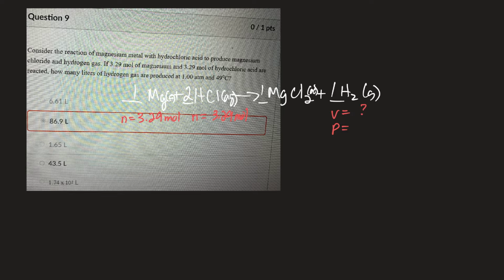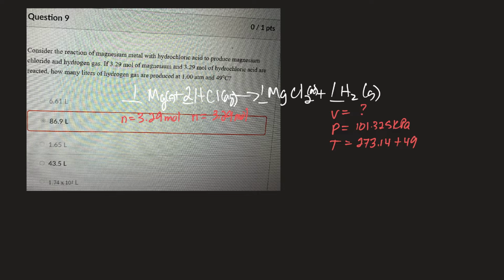nice atmospheres, that's 101.325 kilopascals, and the temperature's 49. Okay, 273.15 plus whatever 49 is. Now, hopefully you can see in the question that they're giving us too much information.